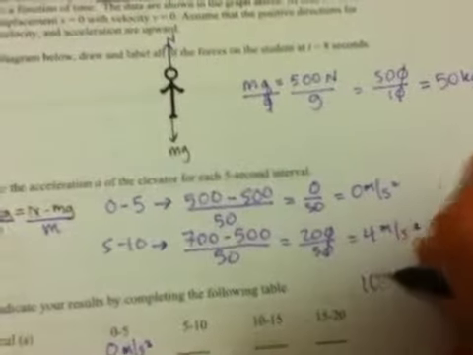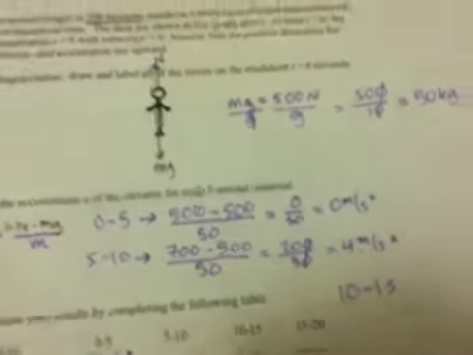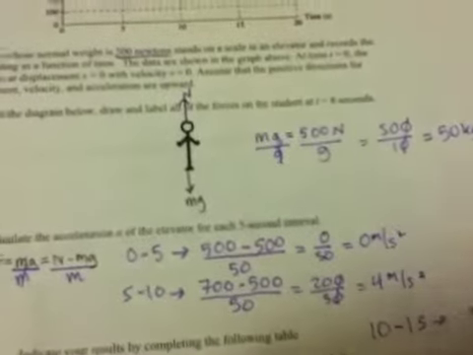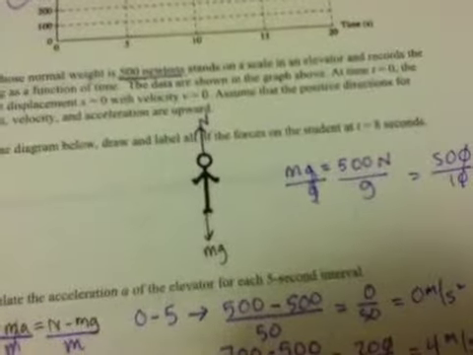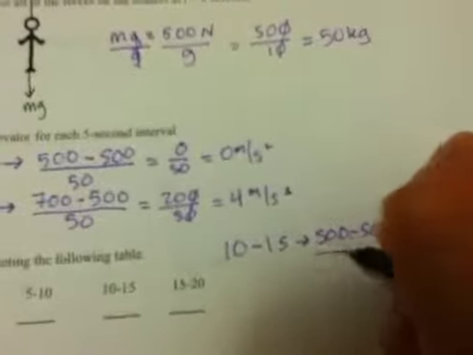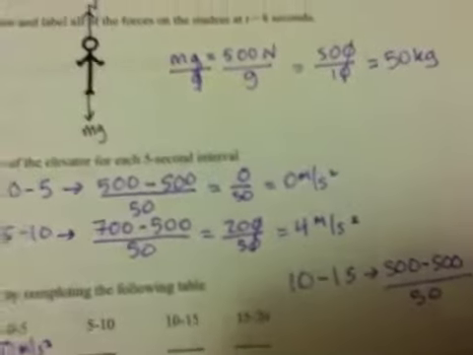So then for the next 10 to 15 seconds, we're going to use the same formula, and we see that 10 to 15, we go back to 500. So we're going to say 500 minus 500 divided by our 50, and so we see, again, we get 0 meters per second squared.